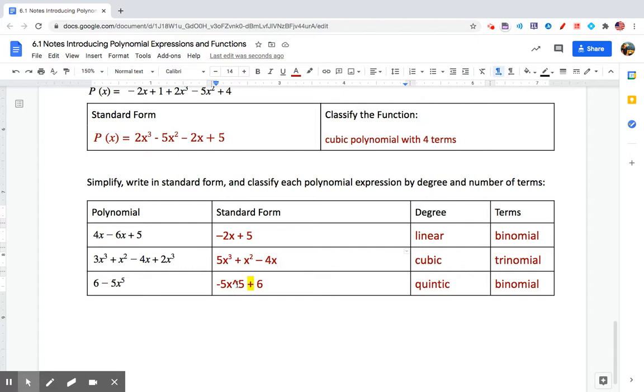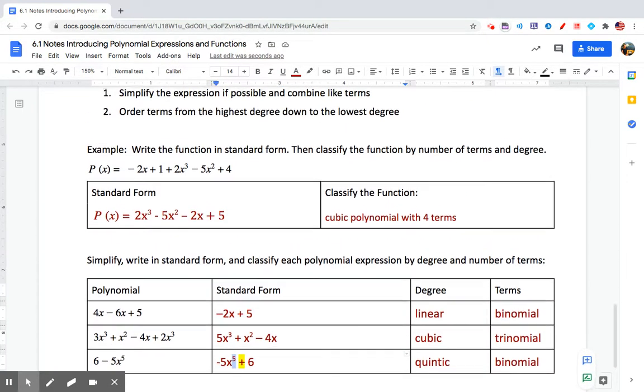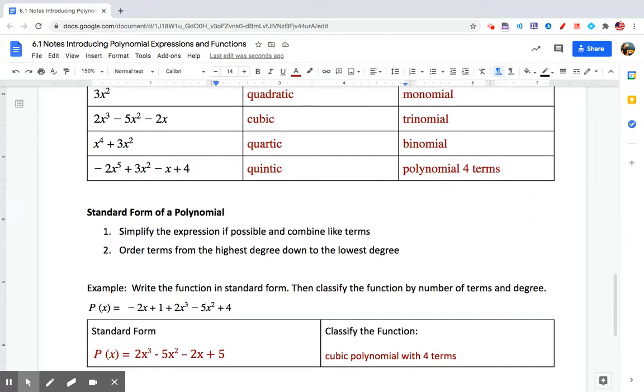This last one, we want to put the x to the fifth power first because it's the highest degree. So this is a quintic binomial. And because 6 is understood to be positive, I brought the positive sign over. So throughout the rest of this unit, we'll be referring to polynomials with these types of classifications, and we want you to be familiar with them.